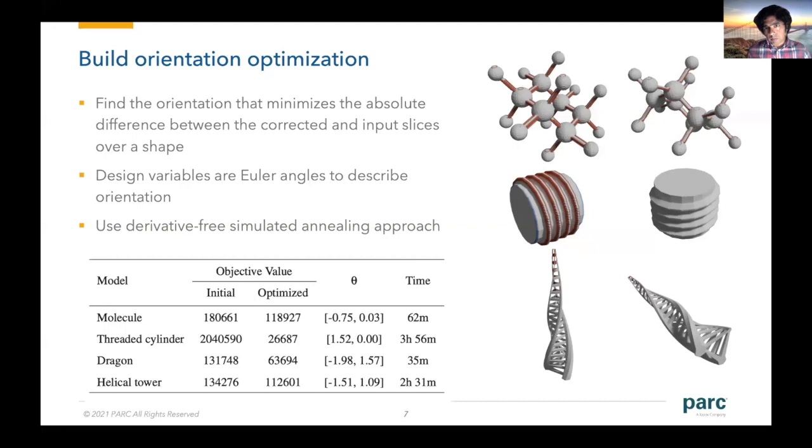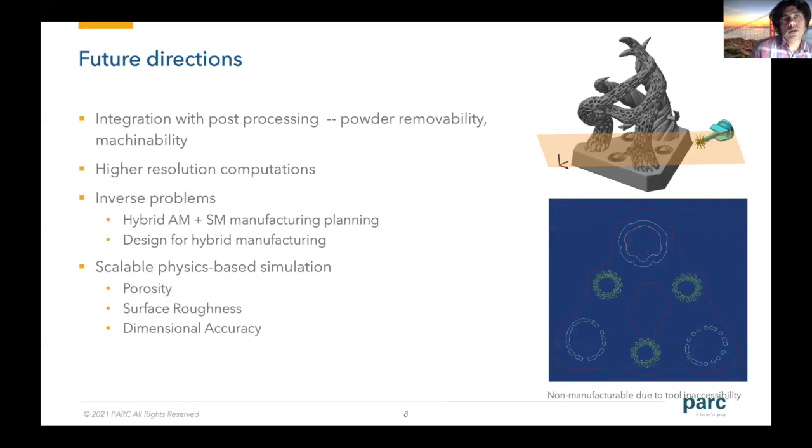You can weight the optimizer to have the correction be equal in terms of the added and removed features, or you can bias it one way or the other. The design variables we use are the orientation angles, and we use a derivative-free simulated annealing approach. It can be time-consuming, of course, but the algorithm shows that we can optimize the orientation to minimize any kind of fixing. So that was a brief summary of the paper itself.